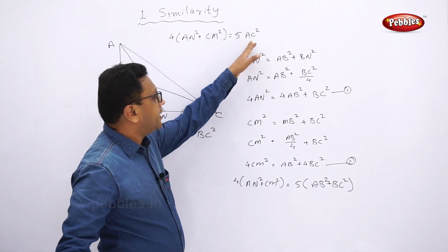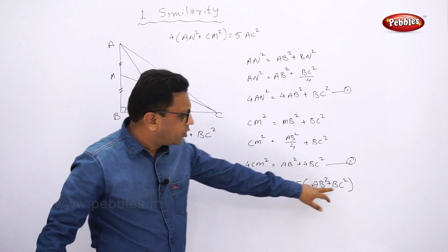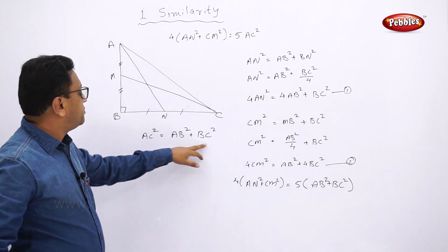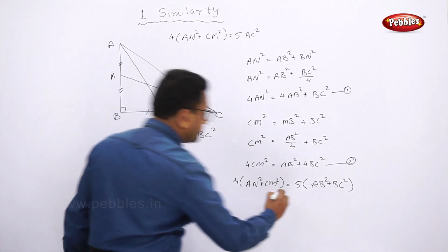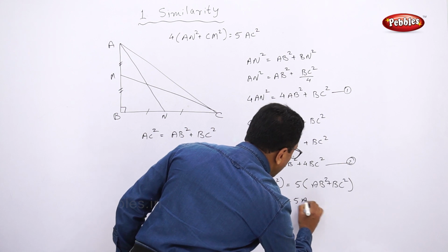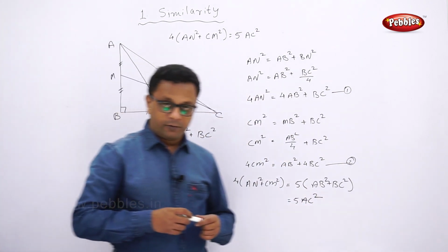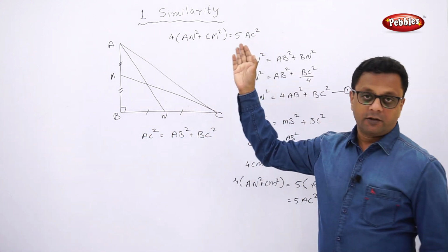What about the right hand side? Here we have 5AC square, but can you see that AB square plus BC square, in the bigger triangle, AB square plus BC square is nothing but AC square. So I can write equal to 5AC square. It is proved.